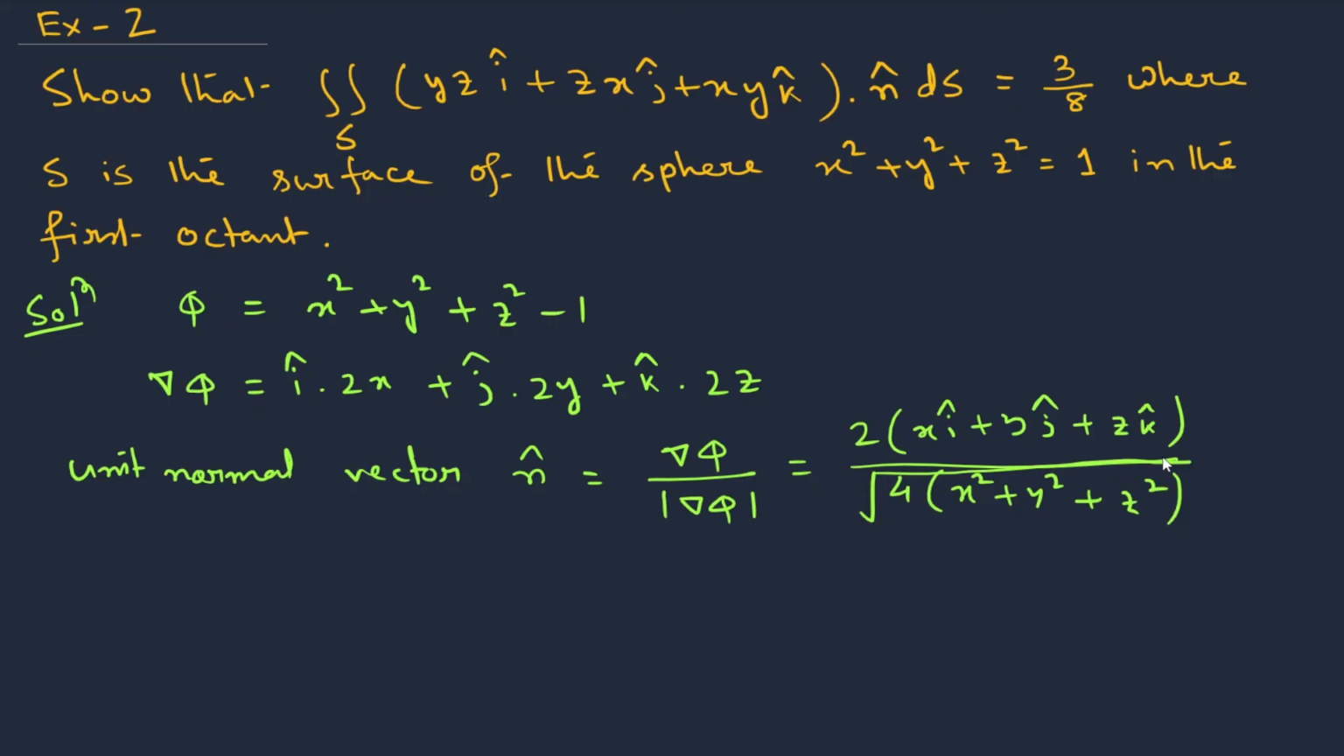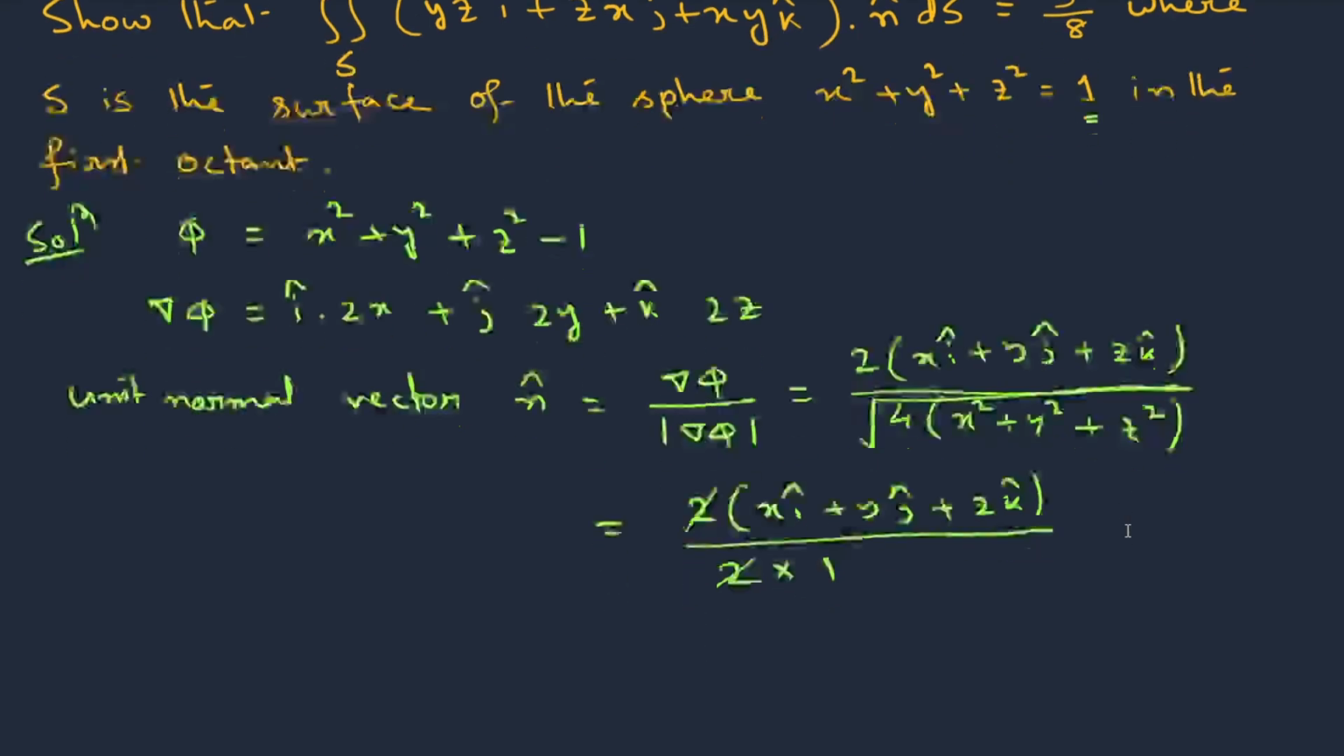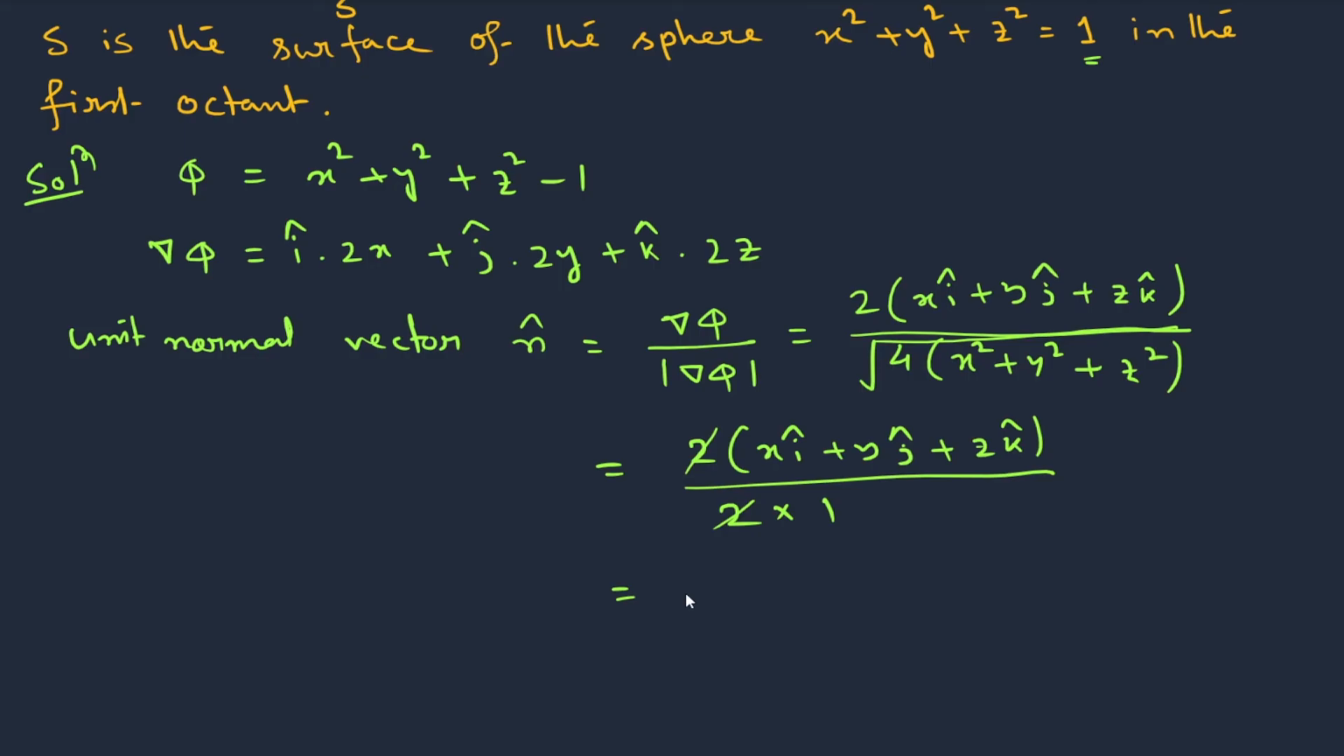Now what is x square plus y square plus z square? It is given in the question. How much is it? 1. So in place of x square plus y square plus z square, you can write 1. So you will get 2 times x i cap plus y j cap plus z k cap divided by this 4. It will come out from the root and become 2, and then x square plus y square plus z square is how much? 1. So this cancels out. So you get the unit normal vector, which is x i cap plus y j cap and then what? z k cap.